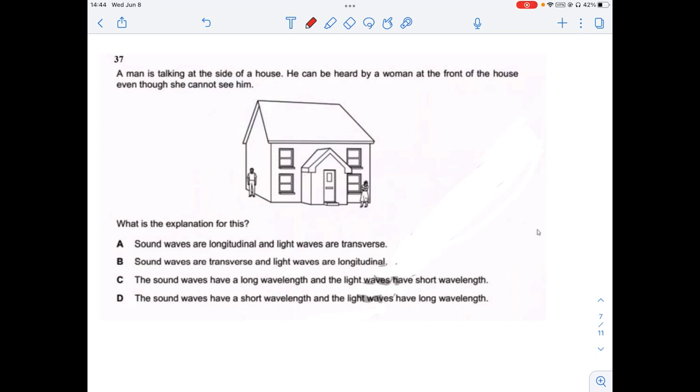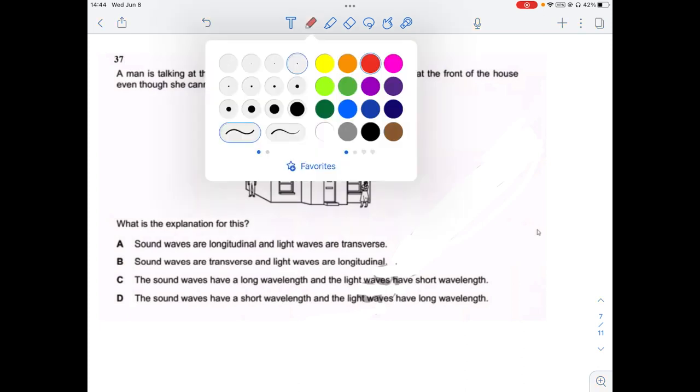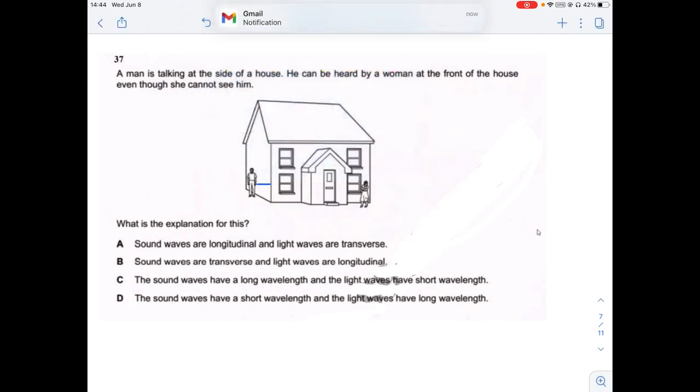Coming to question number 37, a man is talking at the side of a house. He can be heard by a woman at the front of the house, even though she cannot see him. What is the explanation for this? So he can be heard. What is happening? The sound waves from over here are getting diffracted and can be heard by the woman. The main thing is that the wavelength of the sound waves is comparable to the size of the house. The wavelength of the sound waves is longer and they are able to undergo diffraction, whereas the light is not able to undergo diffraction, and therefore she cannot see him but can hear him.